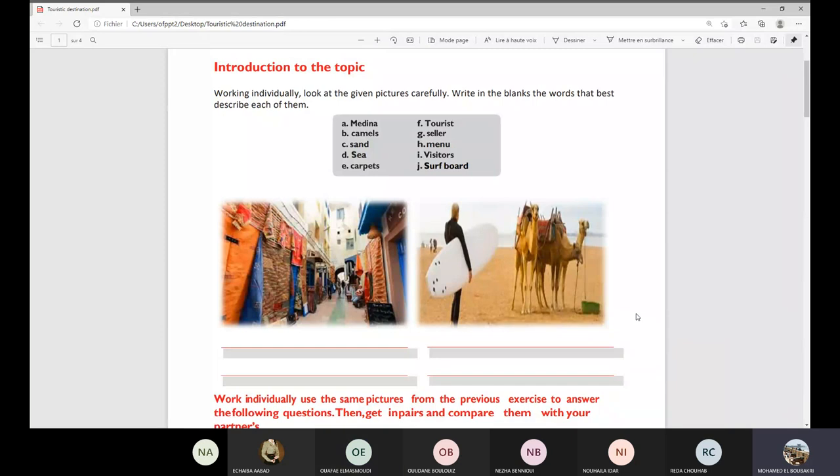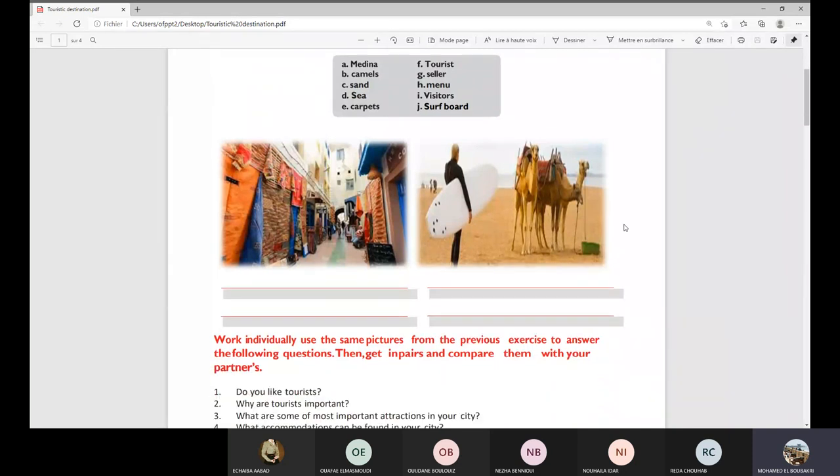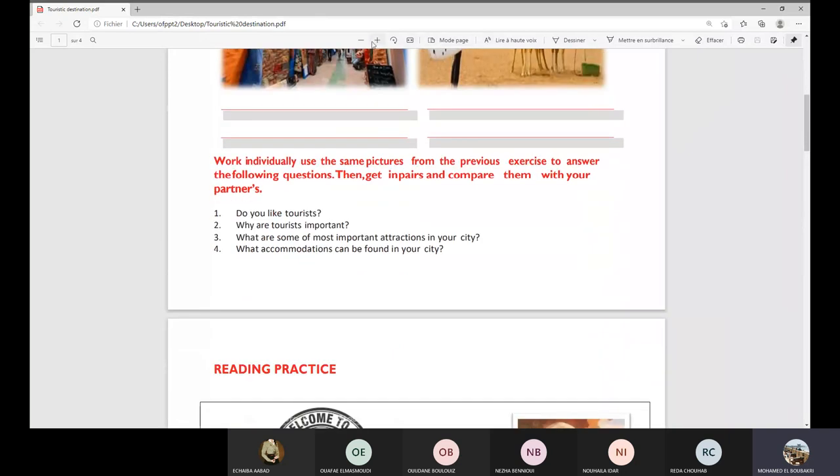Camels are there, of course, to offer tourists some adventure activities related to having fun. What else? The tourist, for example, here: what do you think she's going to do? Surfboarding. Yes, maybe she's going to practice surfing, because she has a surfboard. That's good. And of course, throughout the activity, we can derive and realize some activities that tourists do while they are staying in the city. That's a good job. Let's pass to the speaking activity now.